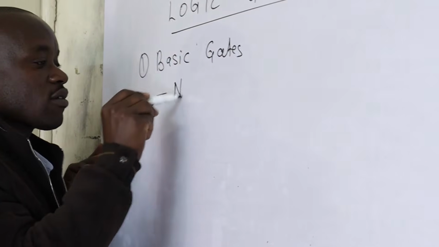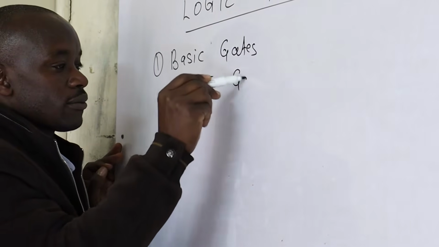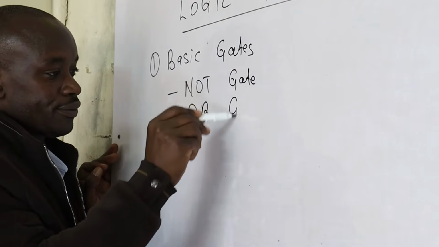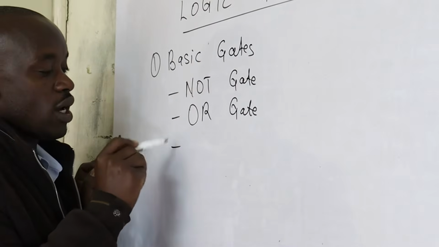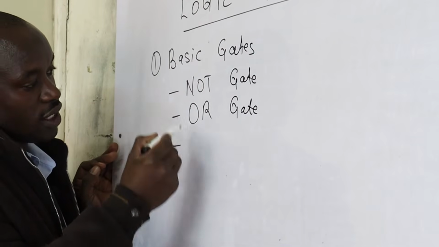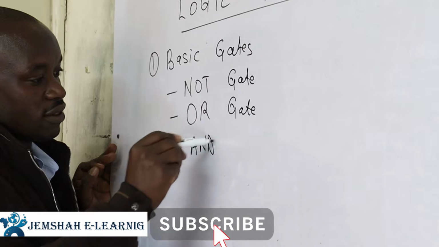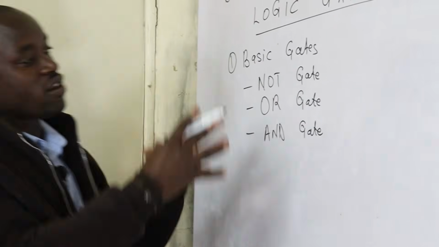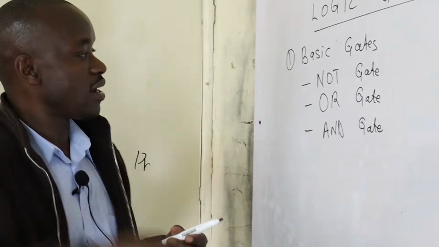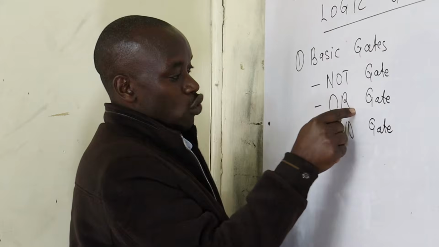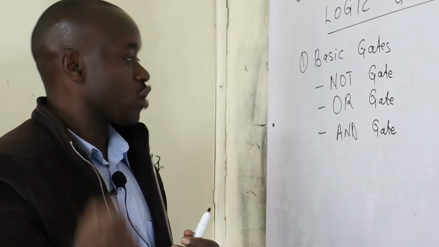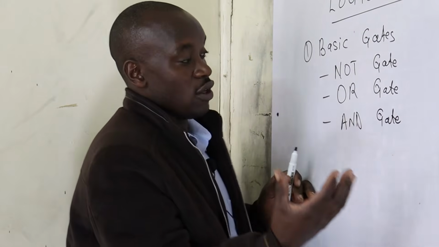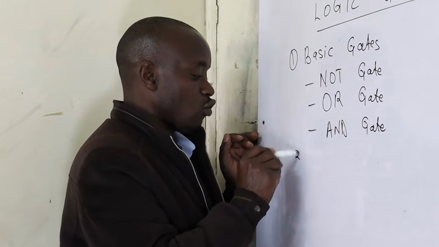We have the NOT gate, the OR gate, and the AND gate. These are our major or basic ones. From these we can make other gates. If I combine a NOT gate and an OR gate, I get a gate known as the NOR gate. If I combine a NOT gate and an AND gate, I get another gate known as the NAND gate.